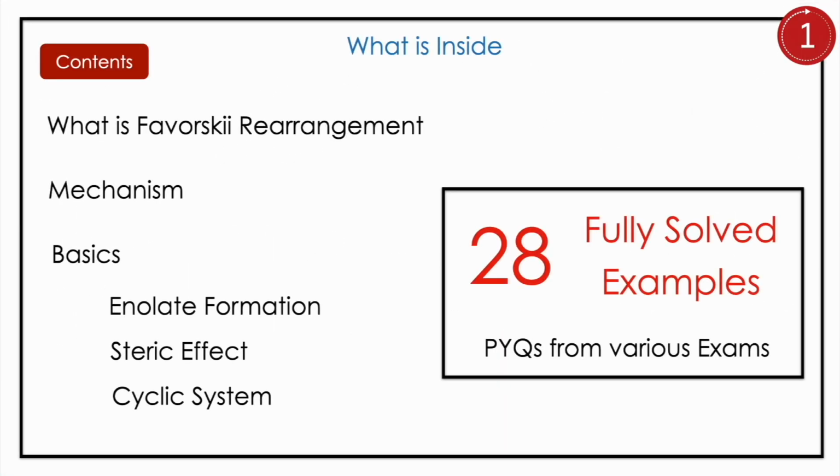What is inside this video? First, we will see what is Favorskii rearrangement and the mechanism behind the rearrangement reaction. Then basics and enolate formation, steric effect, and what will happen in the cyclic system. More importantly, we will help you to understand Favorskii rearrangement with 28 fully solved examples. Those questions are from various examinations I compiled and gave to you.